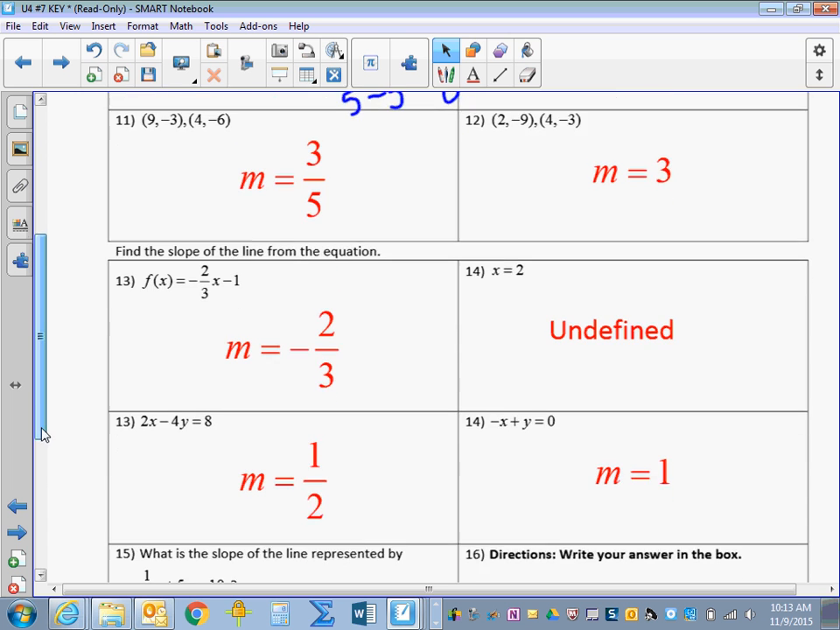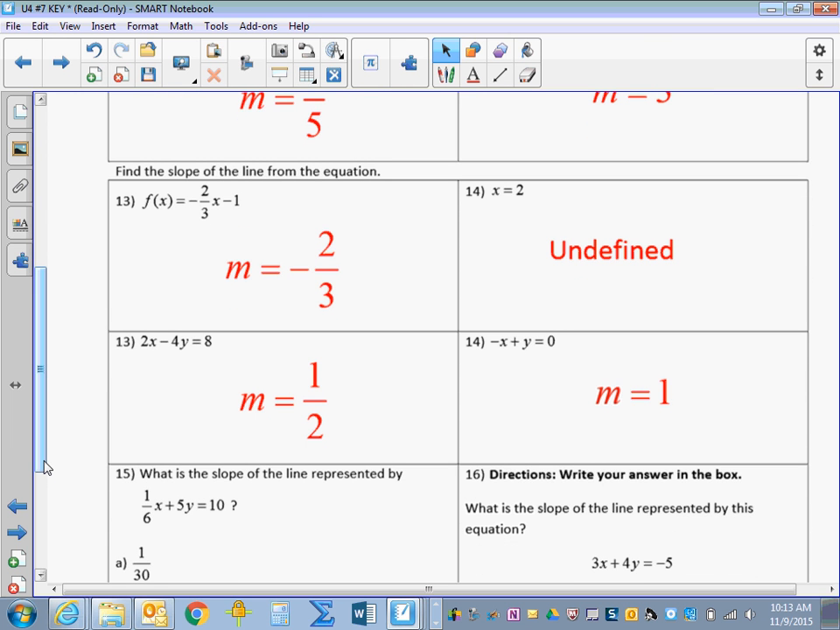Looking down at 13. Joe, which 13 would you like? Pick one. I don't have time to do all of your homework for you. The first 13.